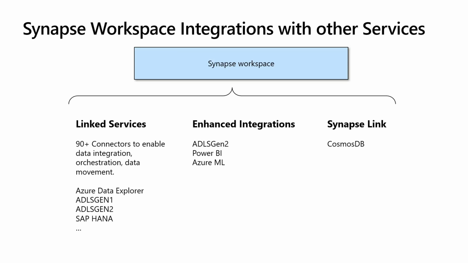I mentioned that Synapse reaches out to other services. There are three ways we talk about this. There are linked services. These are 90 plus connectors that make it easy to do data integration, orchestration, data movement with other services in Azure and on premises and in other clouds. There are enhanced integrations with three specific Azure services that make scenarios flow seamlessly between Synapse workspaces and Azure Data Lake Storage Gen 2, Power BI, and Azure ML. And then finally, Synapse Link, which makes it easy to do analytics with Synapse on operational data in Cosmos DB.